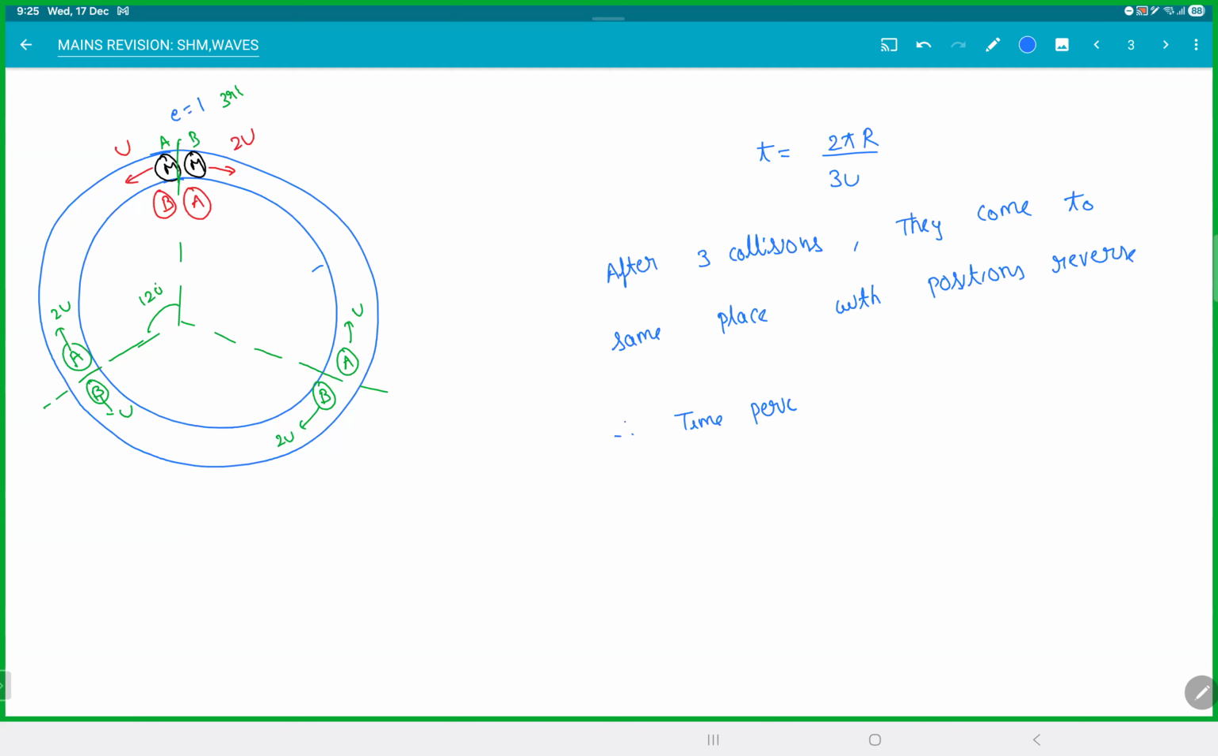So you need 3 more collisions to get back to the same place, 6 into t. That is 4 pi r by u. Clear with this? That is a catch. In the previous case, it didn't happen. They came back to the same place after the 4 collisions. But here, after every 3 collisions, they come to the same place with the positions exchanged. So you have to do 3 more collisions. Right, Jainil. Right, Devansh. Yeah.